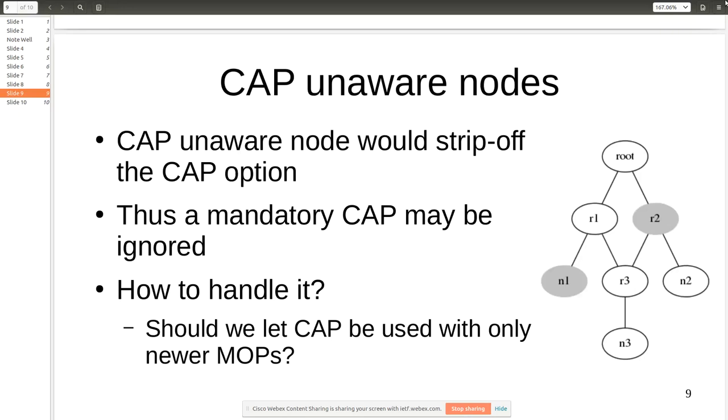Yeah, so right, so then basically that much, it's possible to handle the unaware nodes in that case without much of an issue. Can we go to the next slide, please?